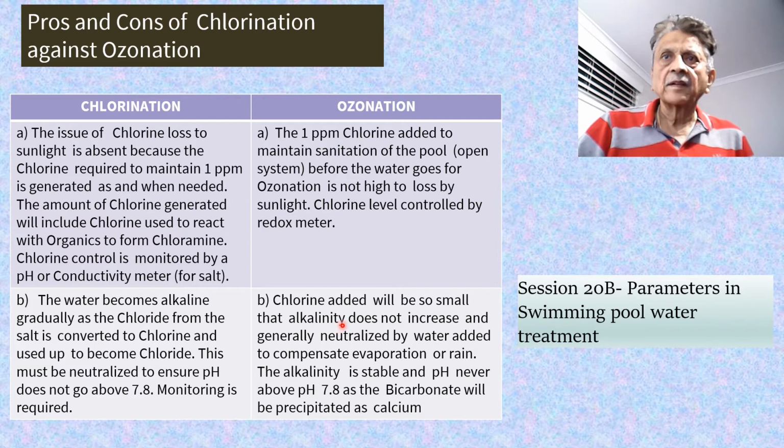Further, we don't have to worry about the chemical balance when we use ozonation. The alkalinity will be very stable and pH will never exceed 7.8 because the final reaction of ozone with organics, etc., will be bicarbonate. And this bicarbonate solution, pH of that will be 7.8 and no more.